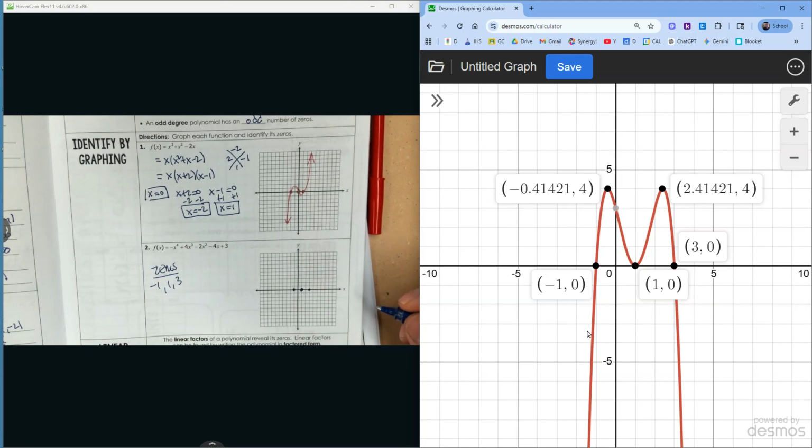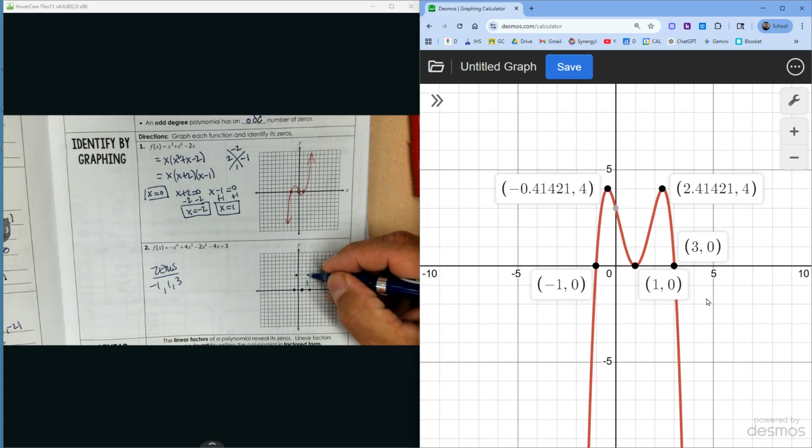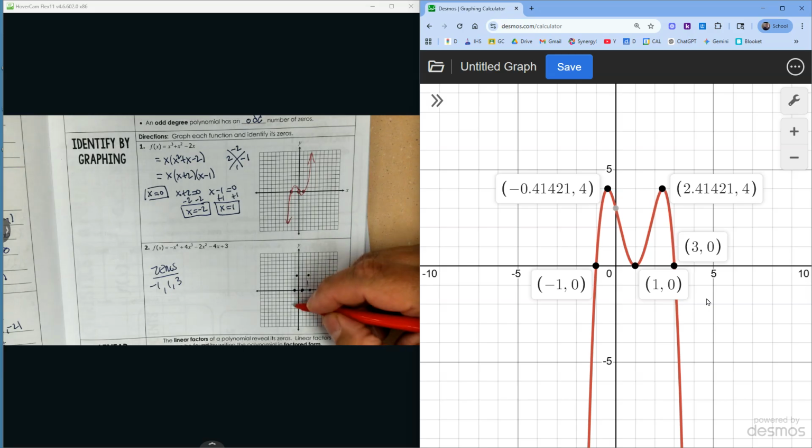Those are my x-intercepts. Now we also have, might as well put them on, this is actually a turning point at 1, 0, and an x-intercept. Here, I'm going to estimate where that is on the graph. That goes up to 4. All right, 1, 2, 3, 4. And the other one also goes up to 4. And then connect it together.